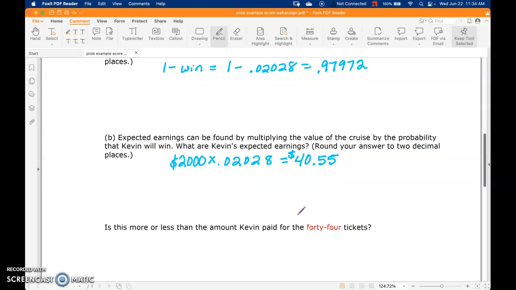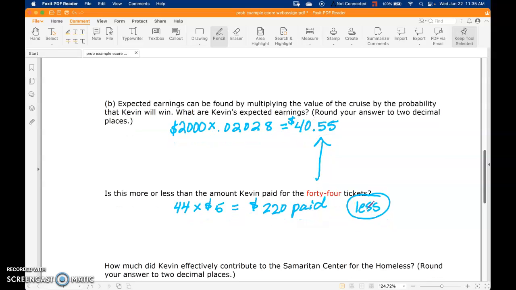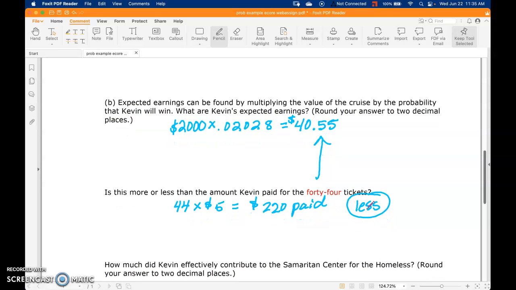Is that more or less than he paid for the 44 tickets? So remember, he got 44 tickets and they were $5 each. If we multiply that out, we get that he paid $220, and this is definitely less. So $40.55 is less than what he paid.